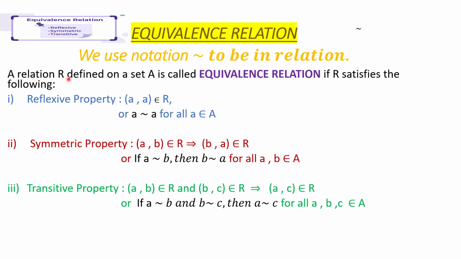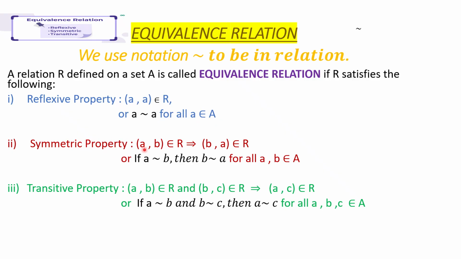So a relation R defined on a set A is called an equivalence relation if R satisfies the following properties. Number one is reflexive, two is symmetric, and third is transitive. The reflexive property says that every member will be in relation with itself, meaning (a, a) belongs to the relation R, that is, a is in relation with a, for all a belongs to the set A.